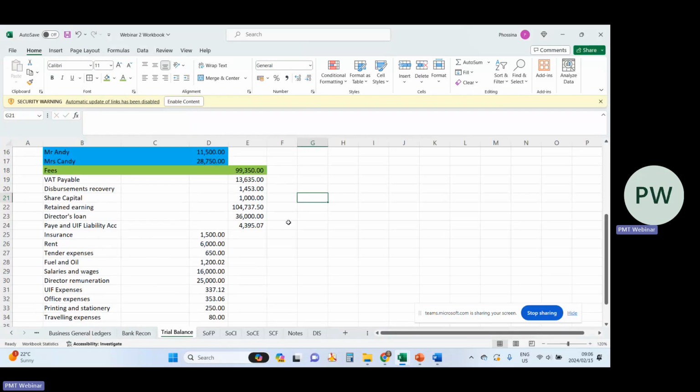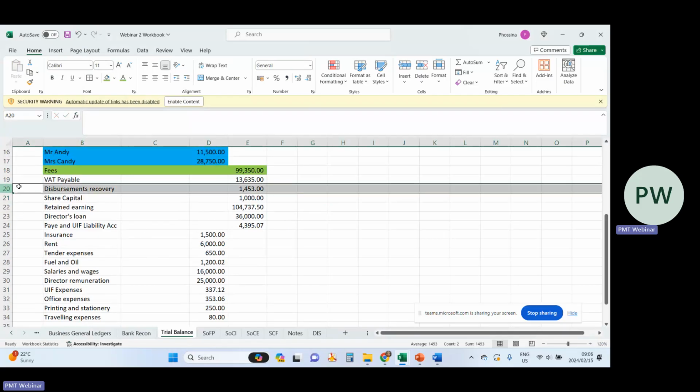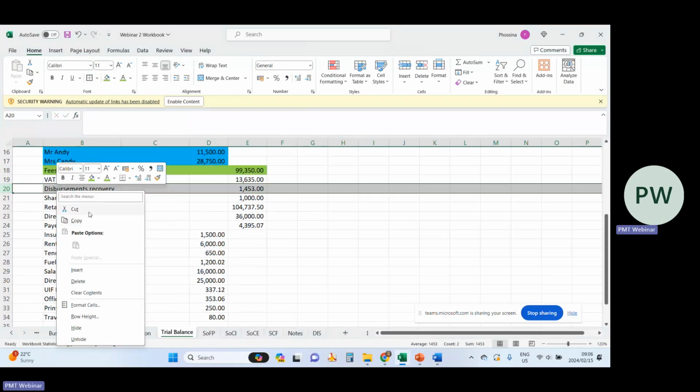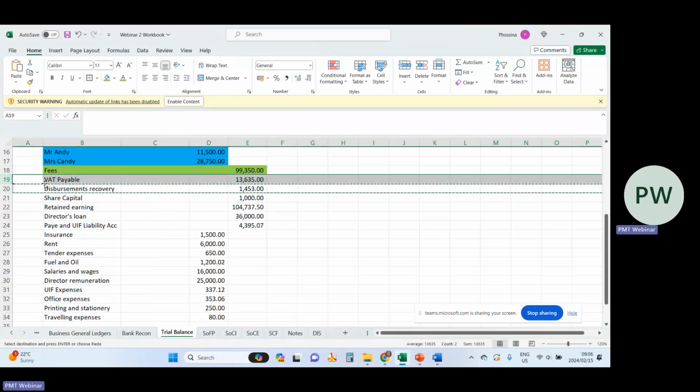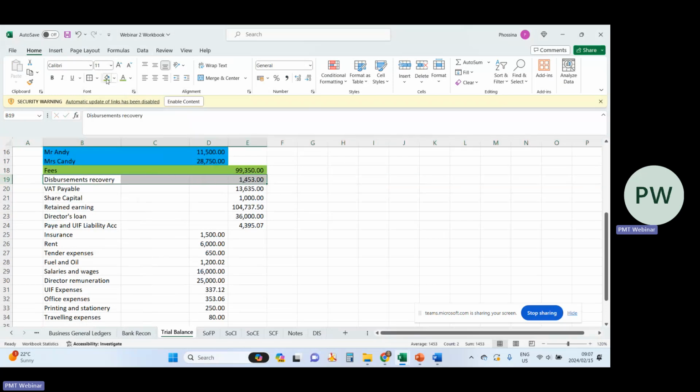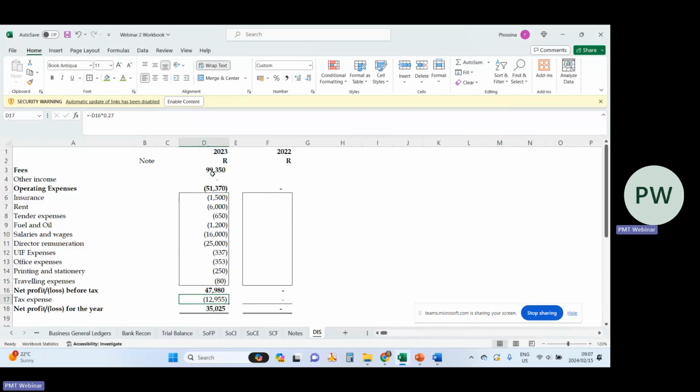Okay, and then if I can have a look, I think I had a mixture. We have a disbursement recovery. So disbursement recovery is like other income. This one is also part of our other income. So when we go to our detailed income statement, we are supposed to have it as other income.